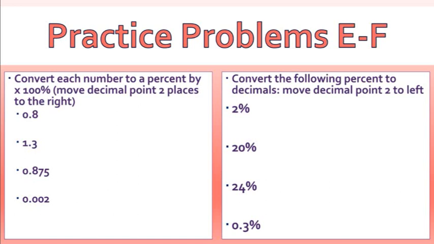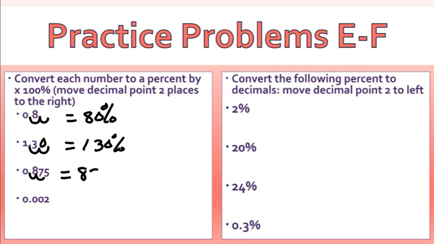Convert each number to a percent again. We're going to do the same thing. This time multiply by 100 or move it 2 to the right. So 1, 2. So that would be 80%. Next one, move it 2 to the right. 1, 2. So this would be 130%. Next one, 0.875, 2 to the right. That would equal 87.5%. And 2 1,000ths, 2 to the right, would make it 0.2%.